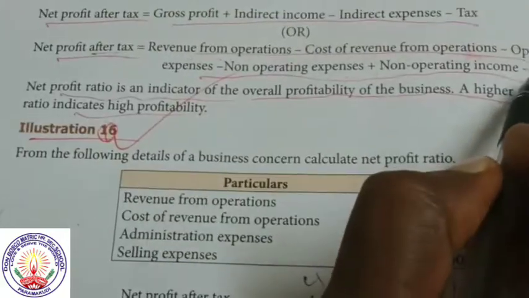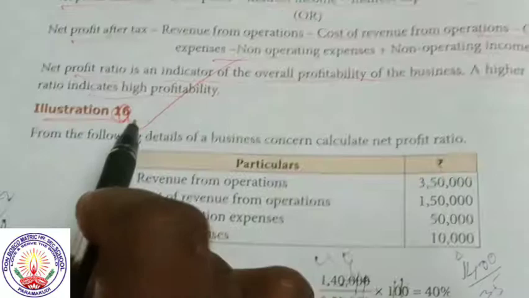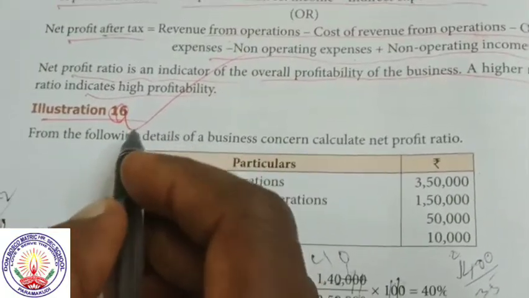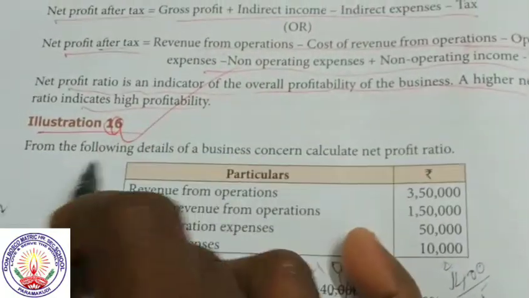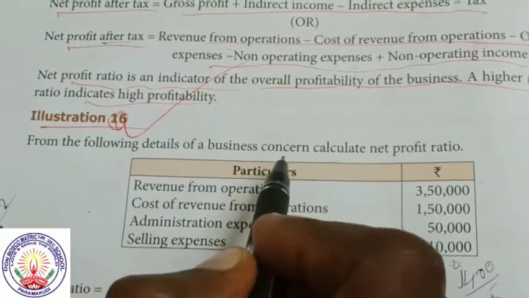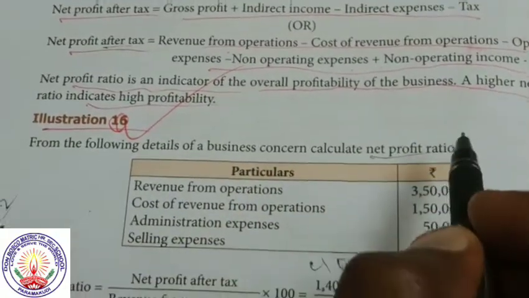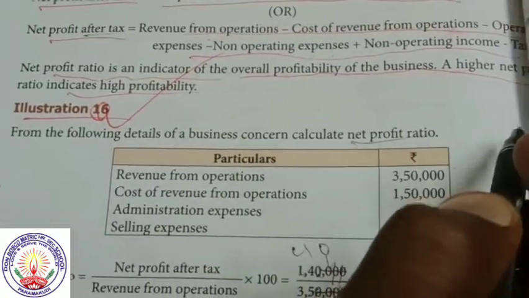It is for another formula. Now illustration 16. From the following details of a business concern, calculate the net profit ratio.